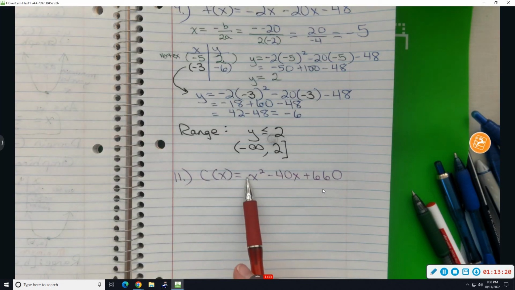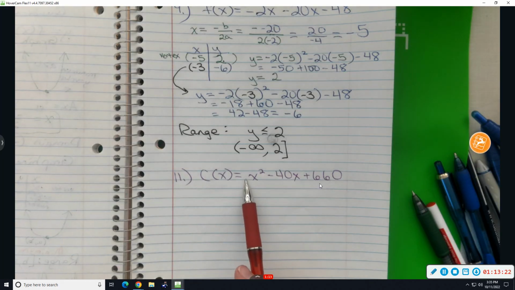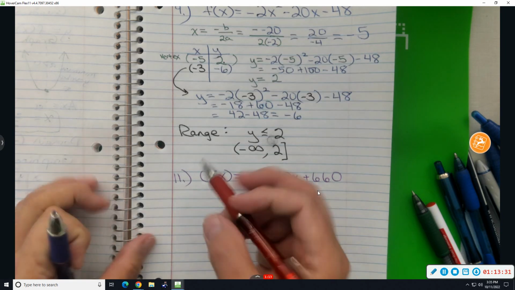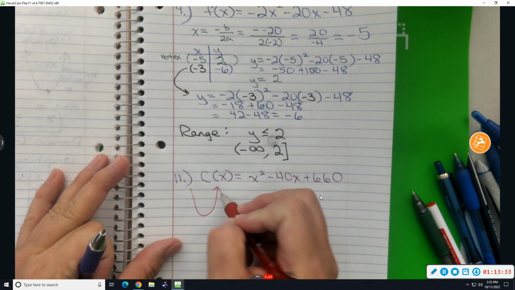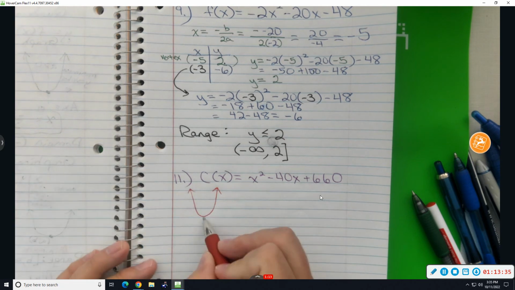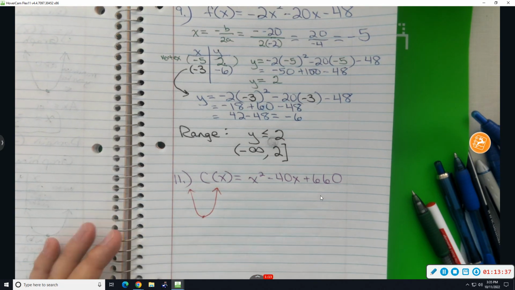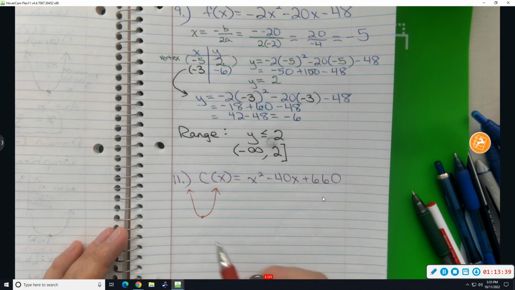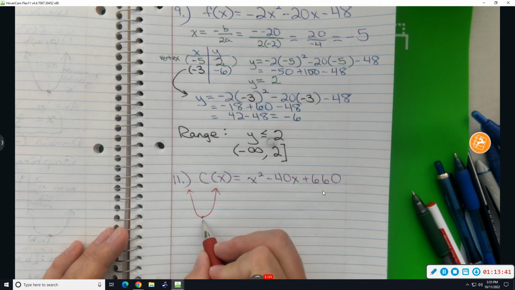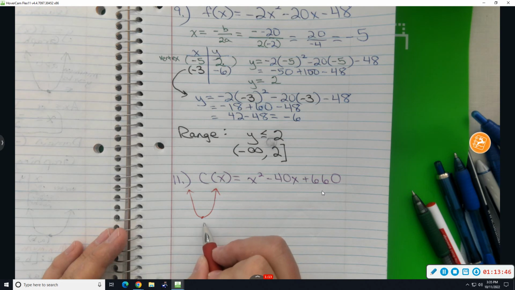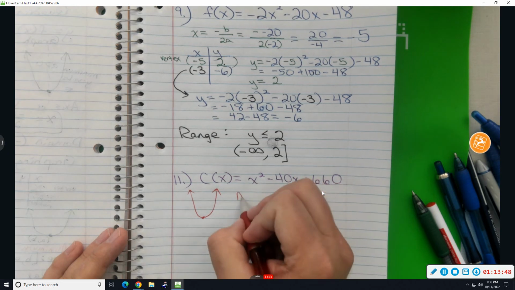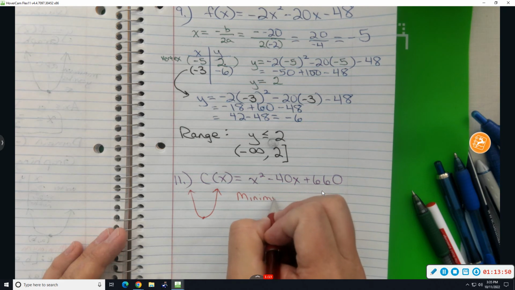Remember I said if the A value is positive, it opens up. If it's negative, it opens down. What's the A value here, just for the record? It's an assumed positive 1, so the graph opens up. What would we have if it opens up, a maximum or a minimum? A minimum, that's what they want us to find. And where does that minimum occur? At the vertex. Okay, we have a minimum at the vertex.